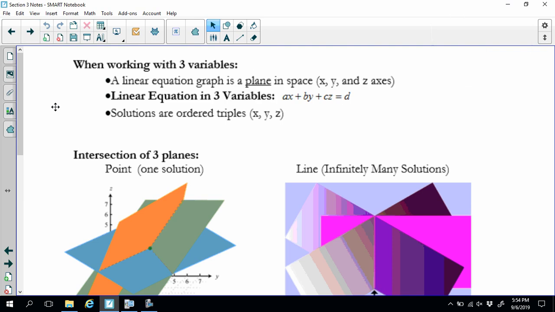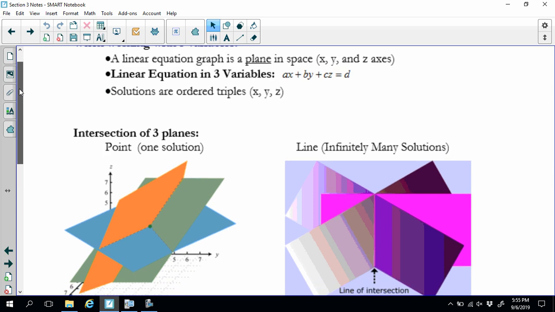What we're also going to introduce is when we have three variables. A linear equation is a graph, or a plane in space, when we have x, y, and z axes. Now, a linear equation in three variables is as so: ax plus by plus cz equals d. And when we find a solution, so basically a point, it's going to be an ordered triple. So we're going to have an x, y, and z value.